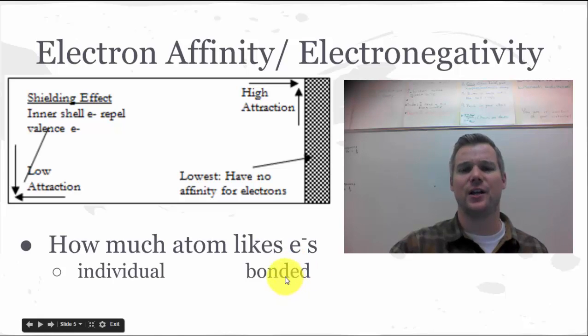If you're not very good at sharing, you have high electronegativity. If you really want to always have that electron, you have high electronegativity. And then on the other hand, if your electronegativity is low, you're okay with the other person always having the electrons. Low attraction, so this is low electron affinity, low electronegativity. Fluorine has the highest electronegativity here. These atoms here, the noble gases, so this is different than ionization energy, have zero affinity for electrons. Noble gases don't want them at all. And again, the shielding effect is coming into play.